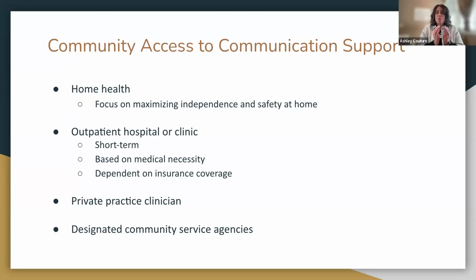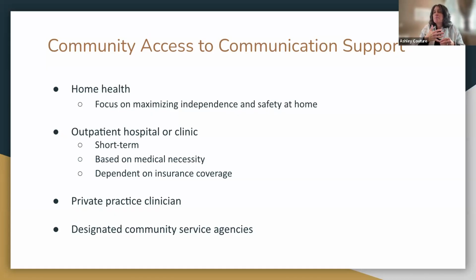The challenge there is that most of those organizations have a very narrow scope of what their area of service is. So for home health, they're really focused on maximizing independence and safety at home, and then they're out. So it's not a lot of ongoing community integration type of support. And in an outpatient hospital or clinic, they are also working in the most stringent sense of a medical model, in that it's really based on medical necessity and short-term need, and there are goals. And once those goals are met based on that medical need, then they're done. And it also is very dependent on insurance coverage.